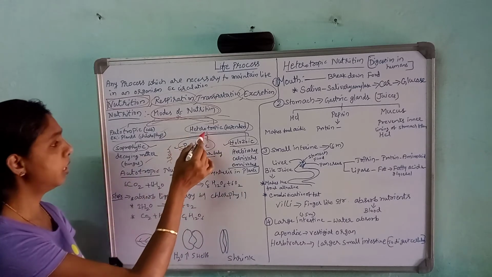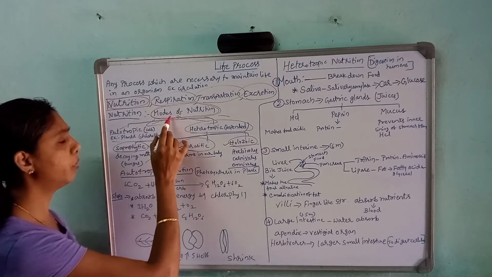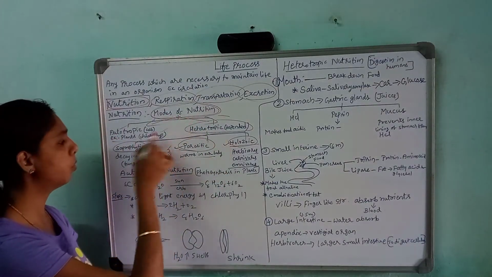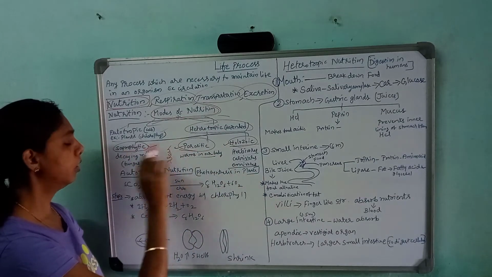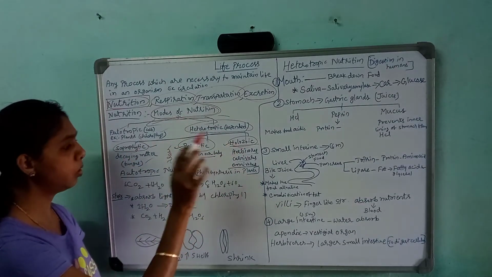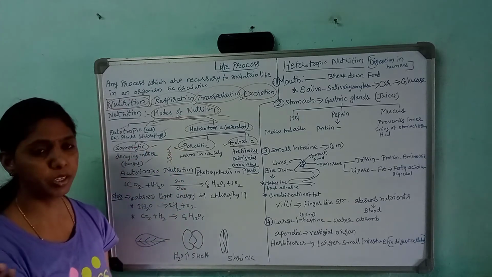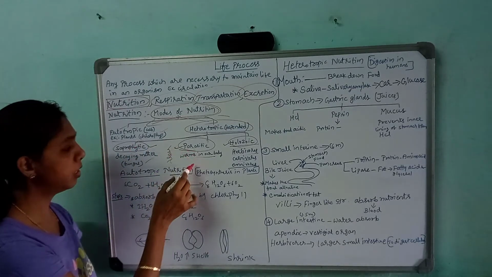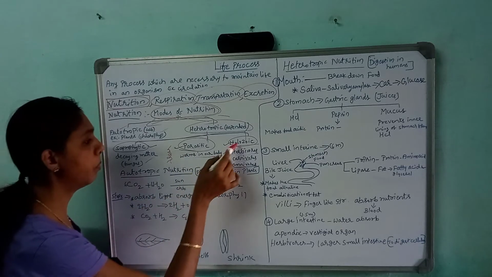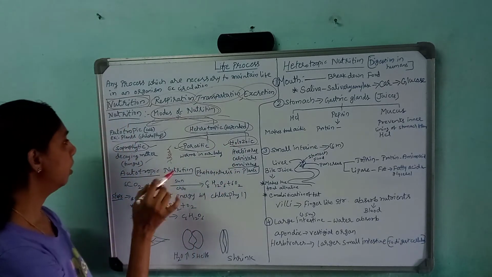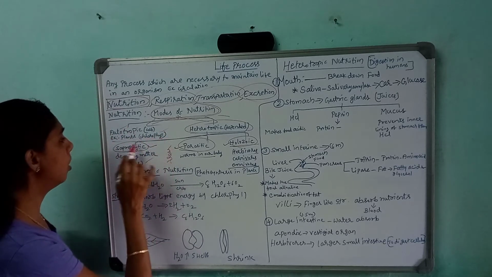Here I am talking about the mode of nutrition. In mode of nutrition, there are two types, autotrophs and heterotrophs. In heterotrophs, again there are three types: saprophyte, parasite, and holozoic. Saprophytes feed on dead and decaying matter. Parasitic means worms present in our body, and holozoic means herbivores, carnivores, and omnivores. Now let us pass on to the autotrophs.